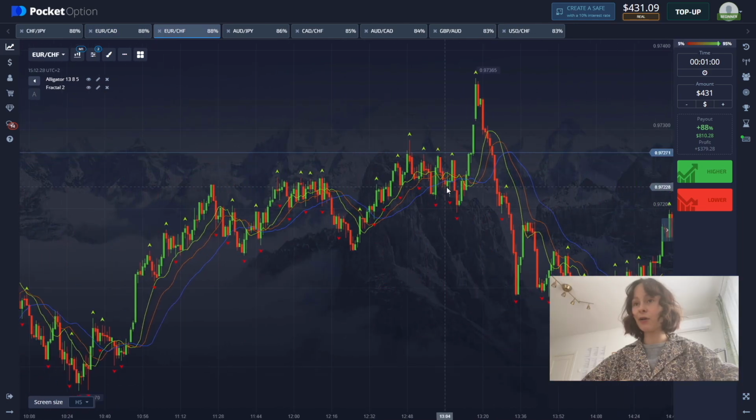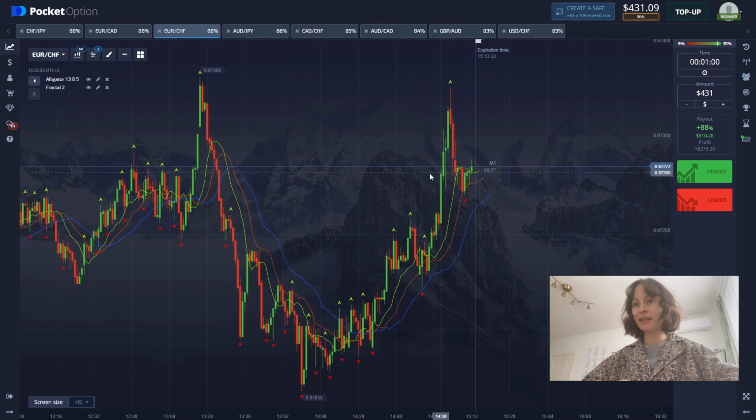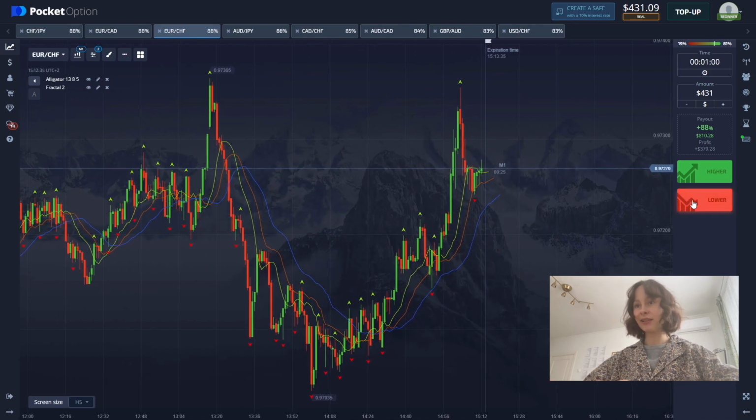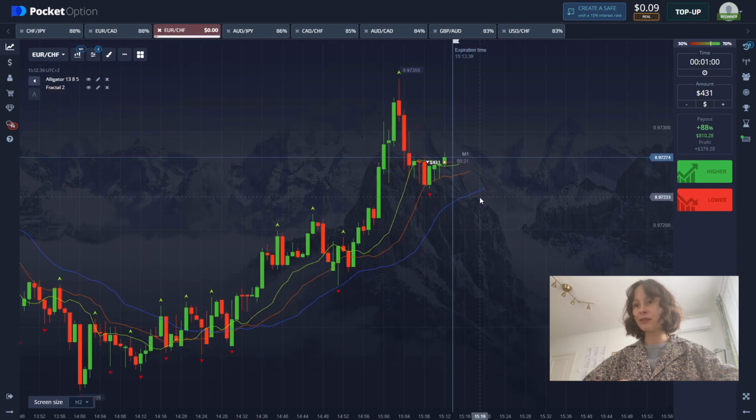Okay, here we see quite a strong pullback. Seems like the candle isn't really strong, feels like the trend wants to change. And here, let's open the deal a little bit different.